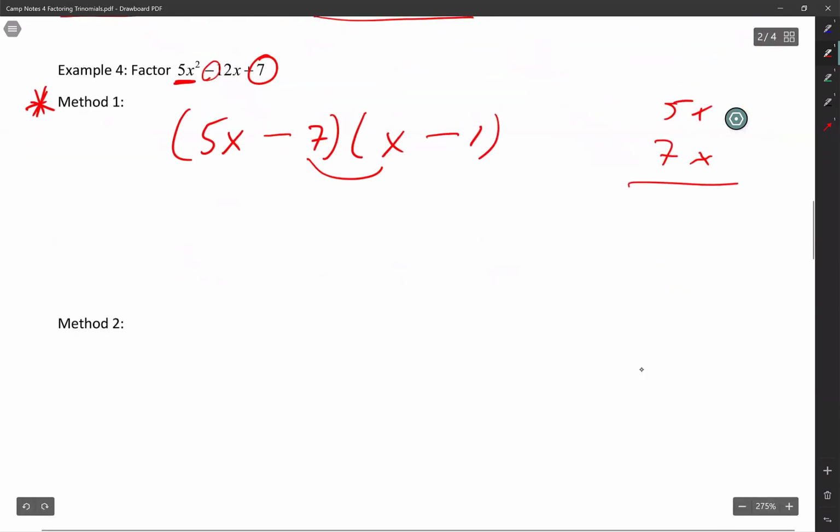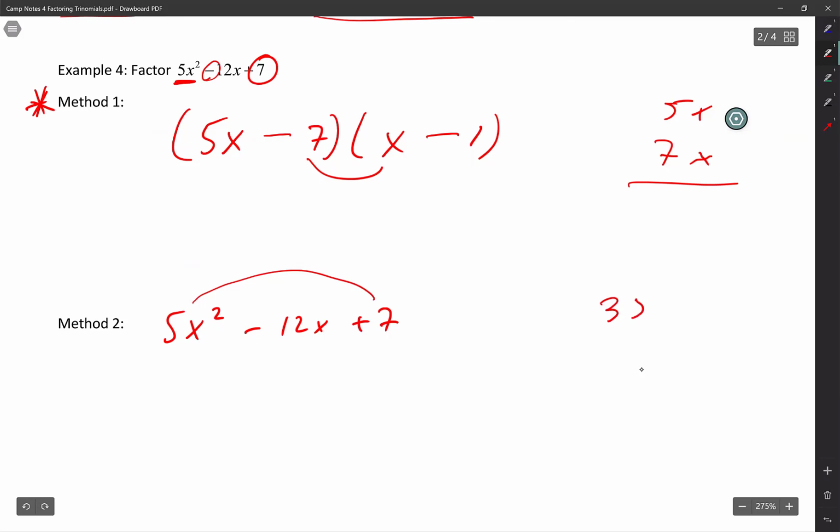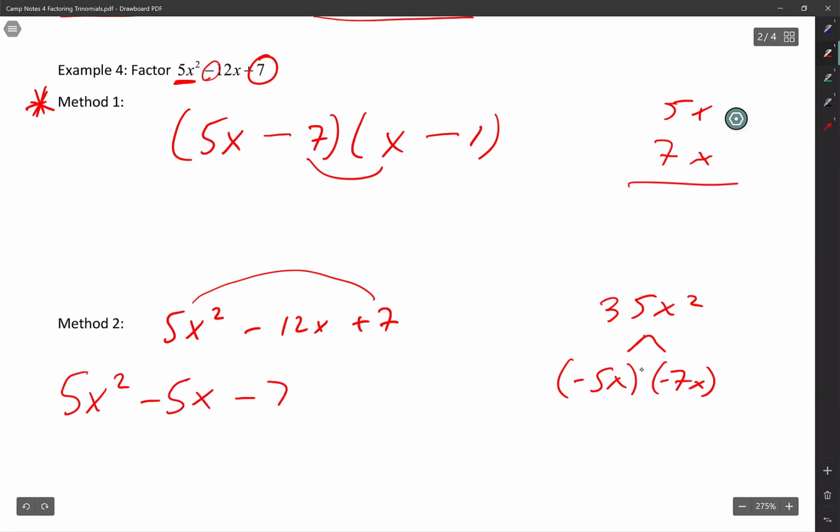All right, let's try method 2. 5x squared minus 12x plus 7. Again, 5x squared times 7. So two numbers that give me 35x squared, but add up to a negative 12. Well, those two numbers are, I guess, the same ones, right? 5x and 7x, and they both have to be negative. So here we go. 5x squared minus 5x minus 7x plus 7.